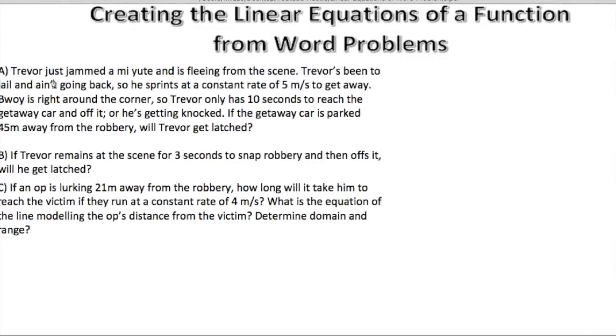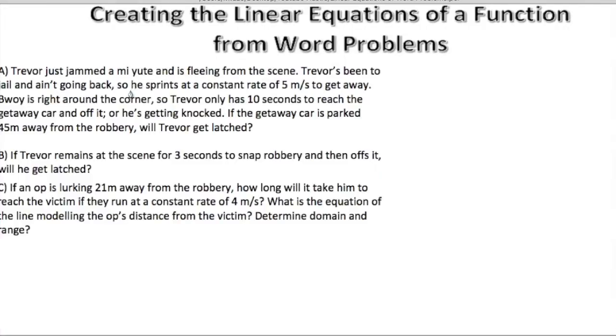Alright, so here we go. Trevor just jammed a Mayu and he's fleeing from the scene. Trevor's been to jail and he ain't going back, so he sprinted at a constant rate of 5 meters per second. Just take that in. Like, imagine 5 meters. 5 meters is huge, and he's going that in a second because Trevor is not trying to go back to the bin. Like, he's actually running quick.